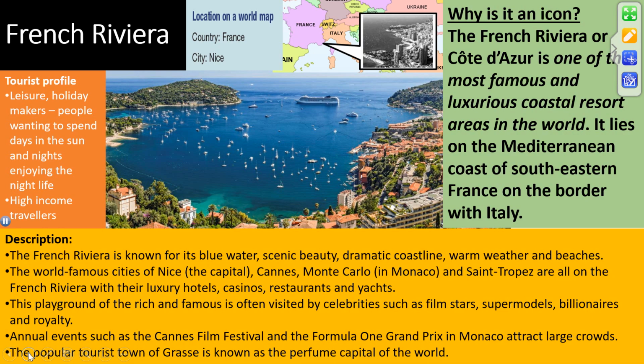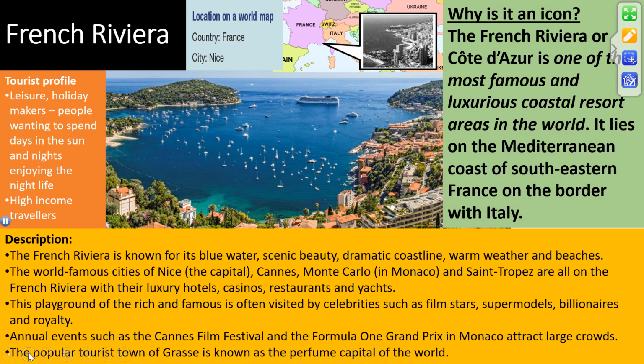Now, it is known for its blue water, its scenic beauty, its dramatic coastline, warm weather and beaches. And if you take a look at the image in the middle of your screen, I'm sure you can clearly understand that. There are a number of world-famous cities along the French Riviera. Nice is the capital. Cannes, Monte Carlo is located in Monaco, Saint-Tropez. Those are all on the French Riviera.